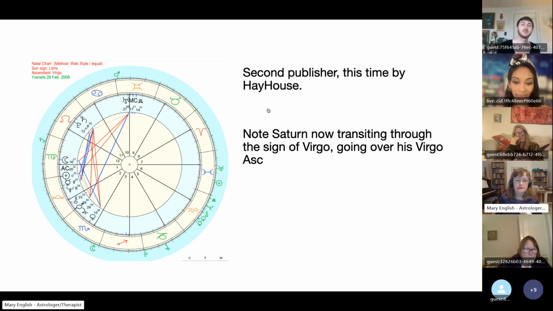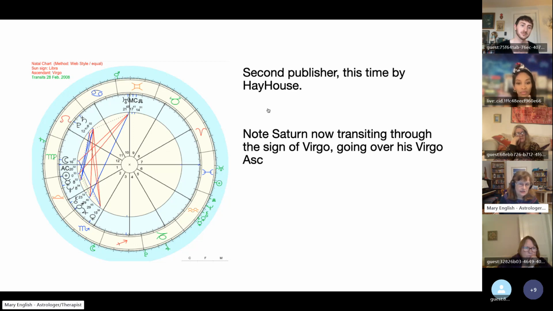Now it got republished because he sold the rights to Hay House, and this is the date that the book was published, that second one I showed you with the black cover, and that's the 28th of February 2008. Now note Saturn's now transiting through the sign of Virgo, and it will eventually go over his Virgo ascendant, but you'll see at that precise moment in time Saturn's actually retrograding. So it can retrograde for quite an amount of time, but eventually it'll go forwards again. And Saturn's the planet of responsibility.